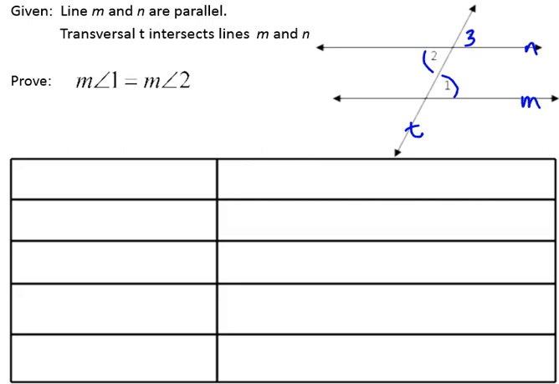Vertical. Which are vertical? 2 and 3 are vertical. 2 and 3 are vertical angles. And what do we know about vertical angles? They're equal in measure. The vertical angle theorem tells us that.